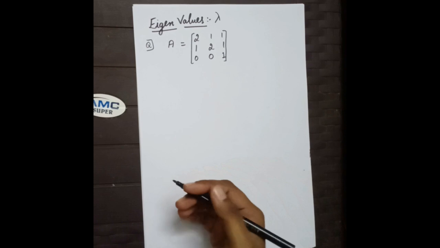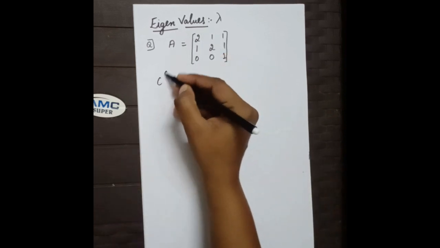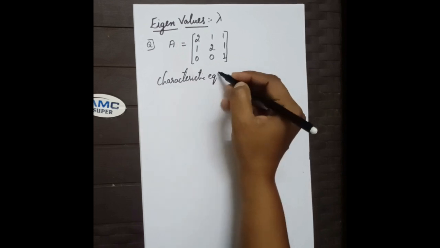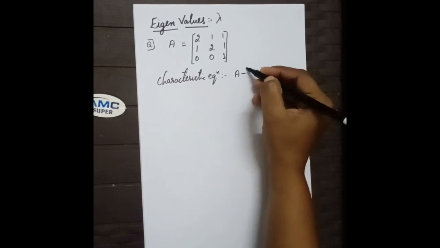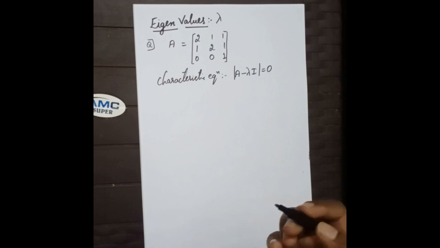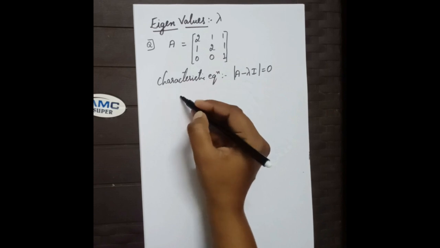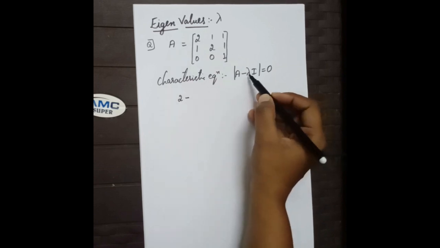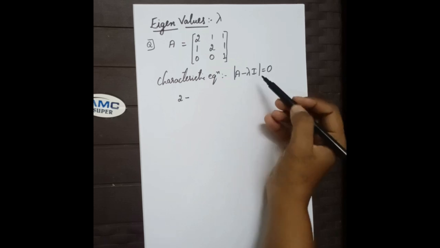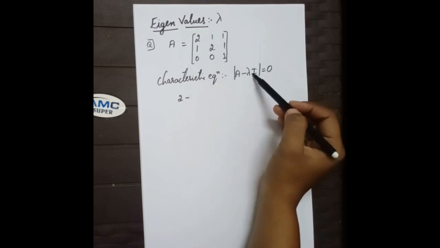I hope you have all seen the previous video, that to find the eigenvalues we have to make use of the characteristic equation. The characteristic equation is nothing but the determinant of A minus lambda I equal to 0. So let's write A minus lambda I. I is the identity matrix of order 3, because the order of the given matrix is 3.